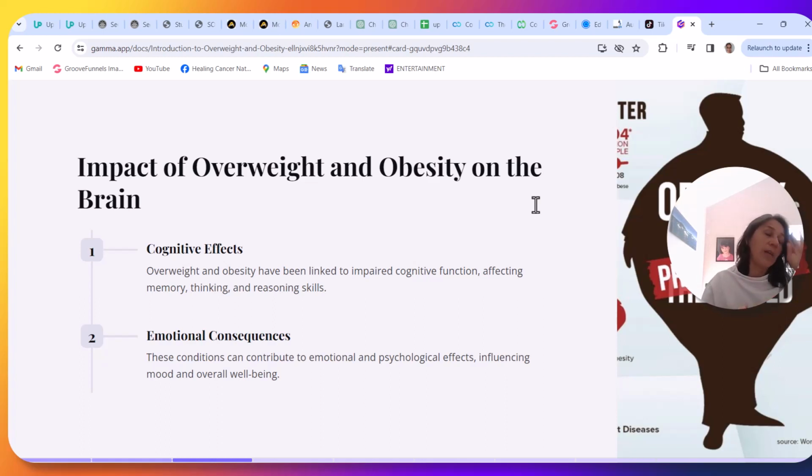If you look for Dr. Amos, A-M-O-S, he has a lot of research on this topic. Maybe you're going to be a little concerned if you know that your kid has overweight or obesity. This is something that you have to act on.